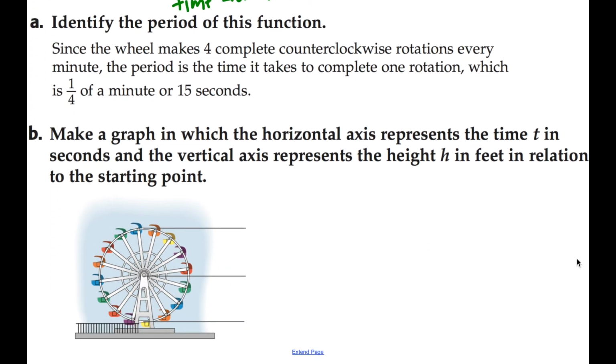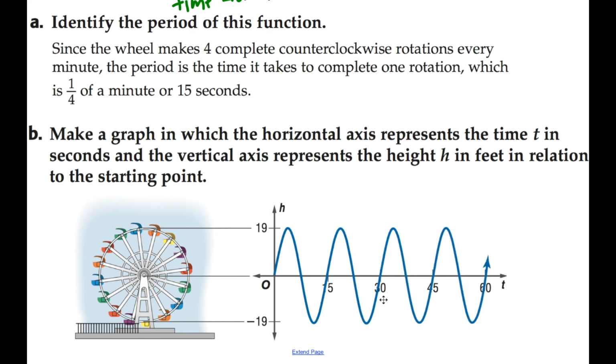Then it wants us to make a graph where the horizontal axis represents time and the vertical axis represents height in feet. So if you just were to think about this, if this is time 0 and we go up and we're plotting our values on an XY chart, we're just going to have our sine wave. The only difference is this one completes a complete cycle every 15 seconds. So every 15 seconds, you're going to have another revolution. So after 60 seconds, you should go through 4 repeated sine waves.